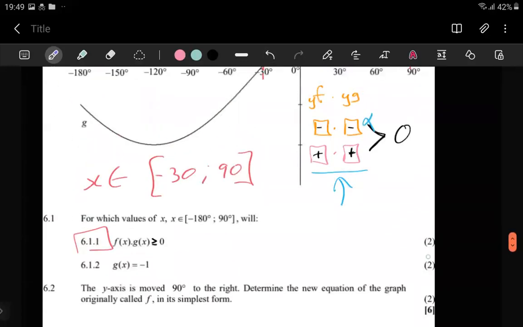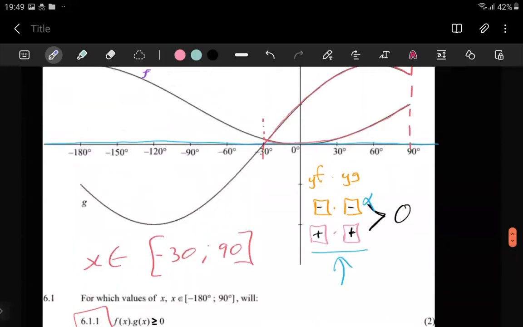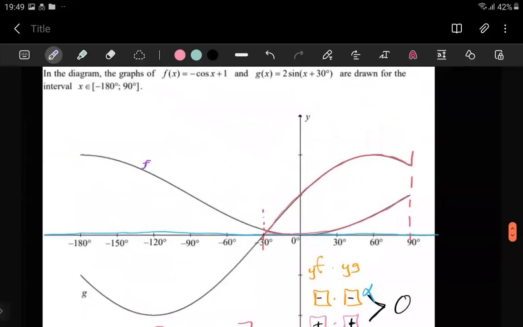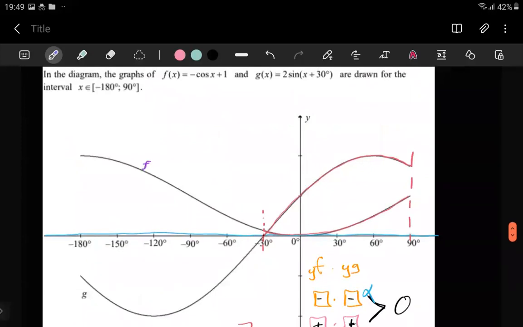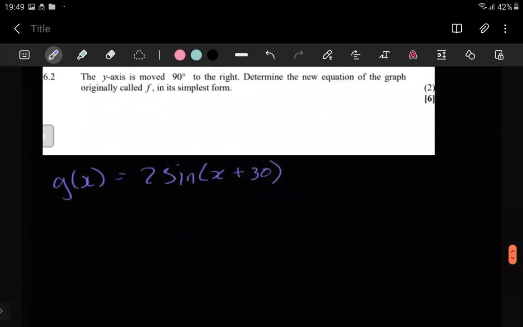Now, this is just a 2-mark question. They're asking you, where is this graph equal to -1? We cannot necessarily see it from the image, so it looks like we have to work it out algebraically. But let's see. Where is this equal to -1? Let's just try and work this out.